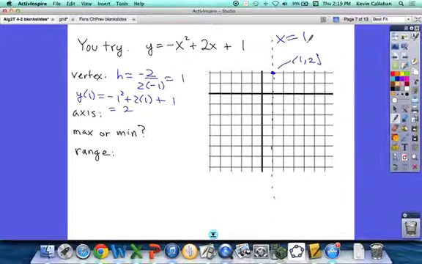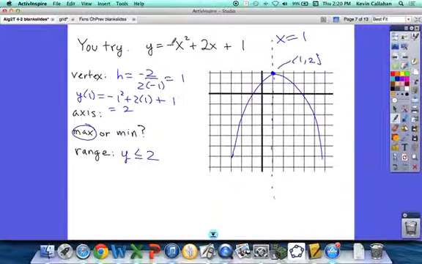Is that a maximum or a minimum point? Okay, this is opening down because of that minus, so it's going to look something like this. So it's definitely a maximum point. And then what would you say is the range? Y is less than or equal to 2. Okay. If it's a minus in front, it goes upside down. If it's a plus, it goes right side up. Right?